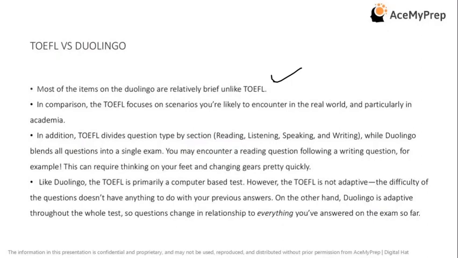So anyhow, going forward, TOEFL divides questions by the sections which we have discussed, right? While Duolingo is not scattered into different sections. It is a continuous exam combining all the sections, right? TOEFL is primarily a computer-based test, but it's not adaptive, right? So the difficulty of questions doesn't have anything to do with how you answer. While the Duolingo test is adaptive throughout the test, so the questions keep on changing based on how you have answered the exam so far.